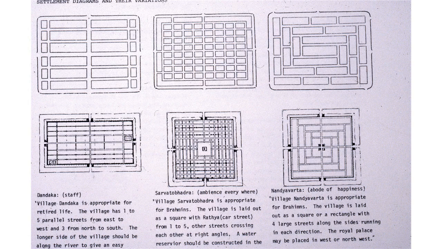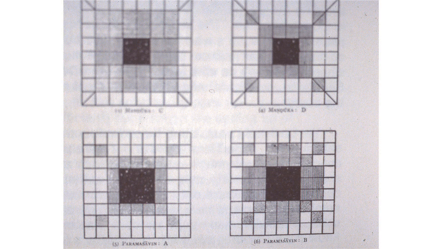Let's take one of it. The village Dandaka is appropriate for a retired life. The village has 1 to 5 parallel streets from east to west. Can you imagine us living in a system where we control our environment so religiously that a developer in Florida would be told to build a religious center on this basis of a mandala construction? It's beyond our belief system. Next.